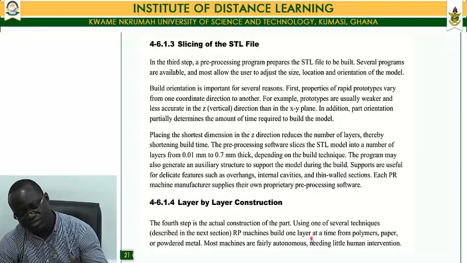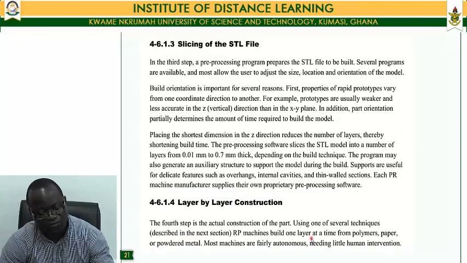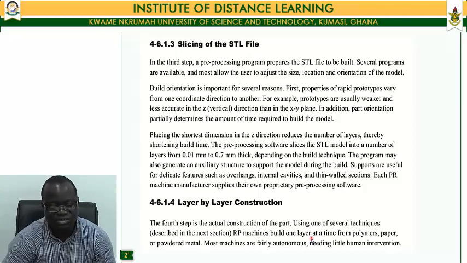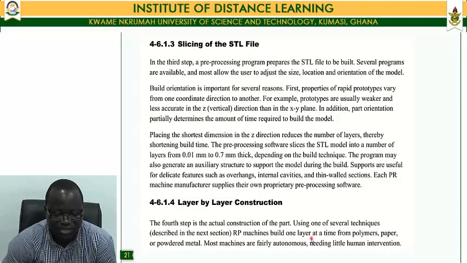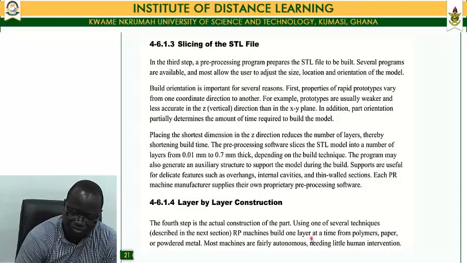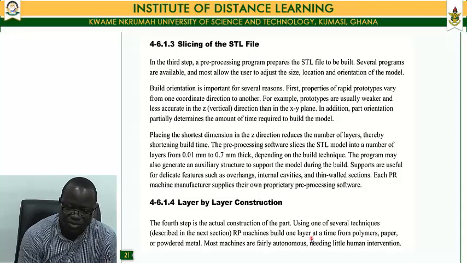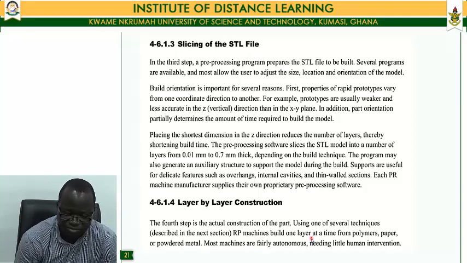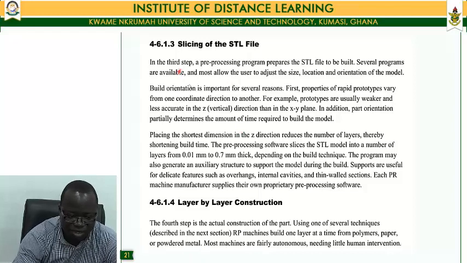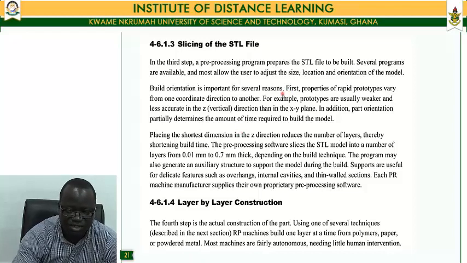Now, the third step after converting the file to an STL file is the slicing of the STL file. Now, it is a pre-processing program that prepares the STL file to be built. Now, there are so many programs available that allow the user to adjust the size, location, and orientation of the model. And the orientation of the model is very important when we are creating the STL file.